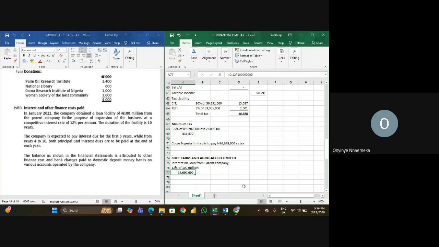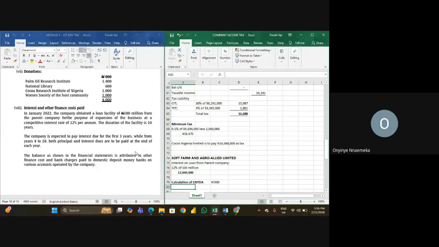Let's note it. So now let's calculate our EBITDA. Calculation of EBITDA. Can somebody remind me what EBITDA means? Earnings before interest, tax, depreciation and amortization. Yeah. Okay. So now let's go.